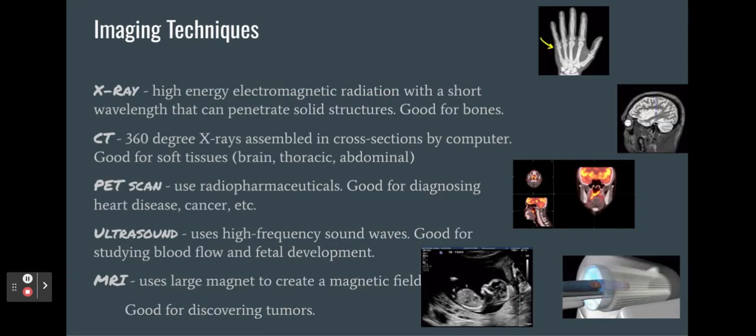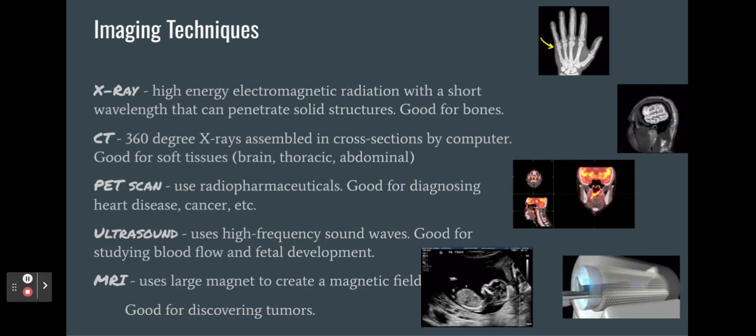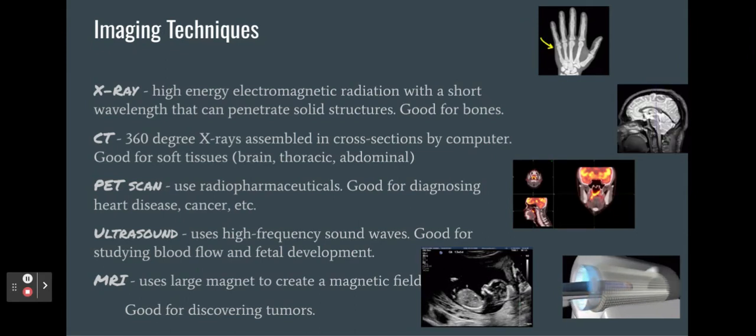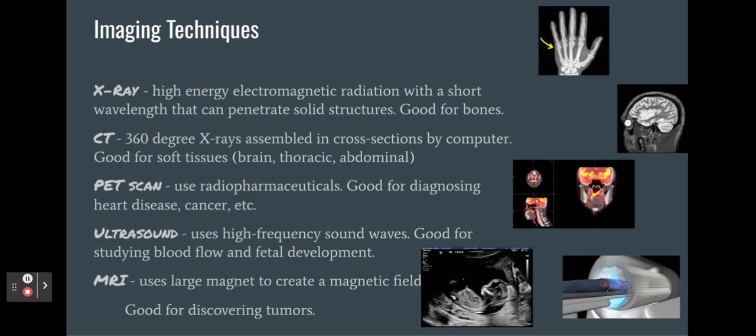Imaging techniques allow healthcare workers to view internal structures of the body without opening the body surgically. X-ray images are made using high-energy electromagnetic radiation with a short wavelength that can penetrate solid structures like bones. X-rays are best for visualizing bones and teeth.